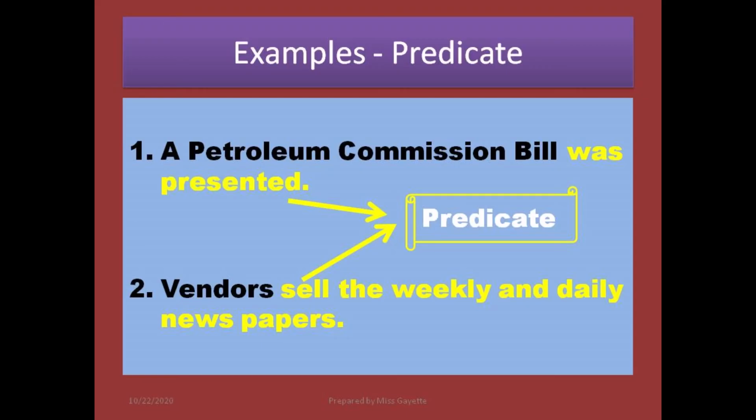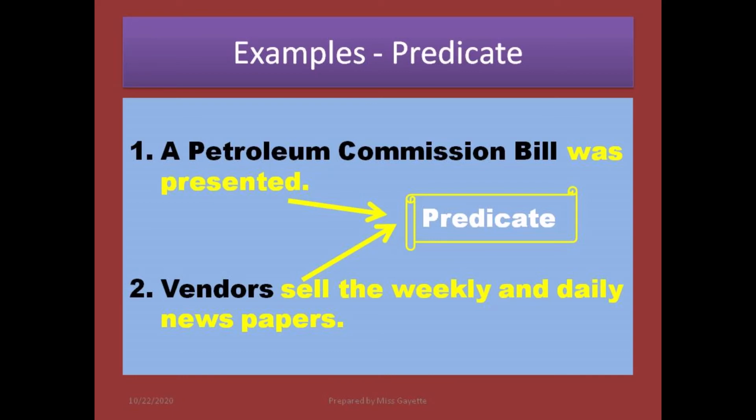And now we turn our attention to predicates. Remember, the predicate contains a verb and it gives more information about the subject. Let's look at example number 1. A petroleum commission bill was presented. What are we saying about the petroleum commission bill? It was presented. That's correct. Therefore, that is the predicate in this sentence.